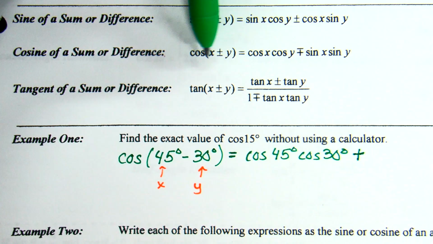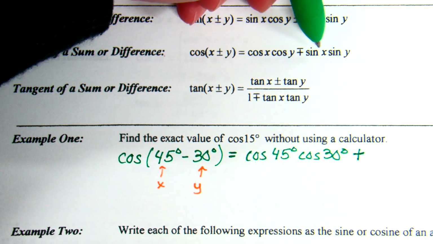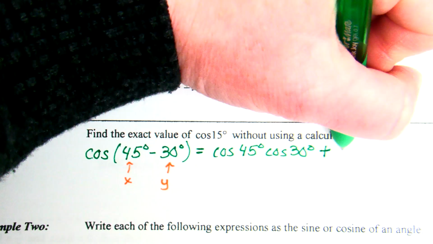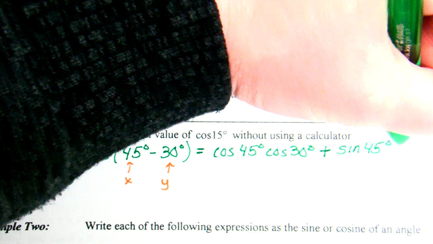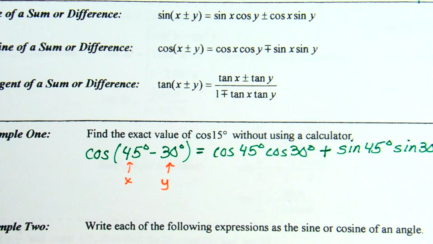So it's cosine x, cosine y. We're doing plus, and then it's sine x, sine y. So that's going to be sine of 45 degrees, sine of 30 degrees. Okay.